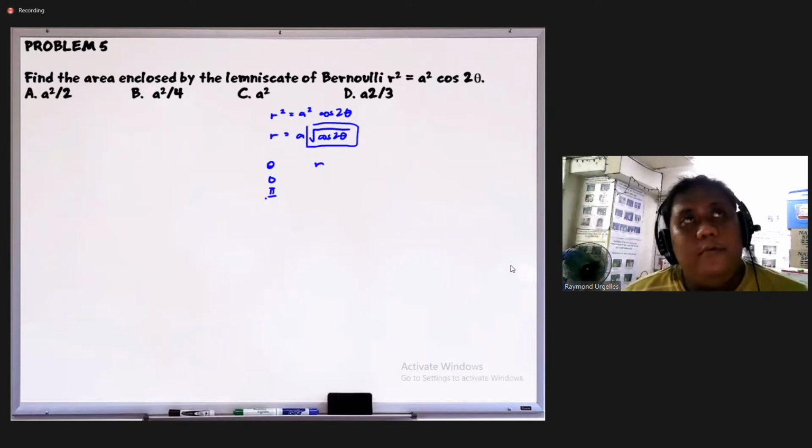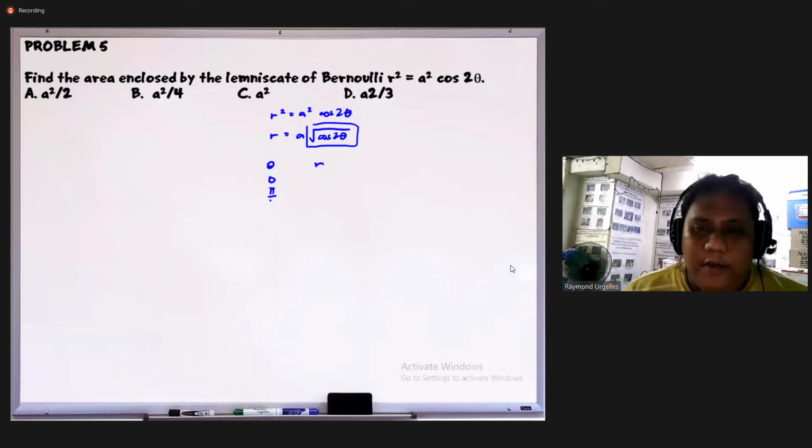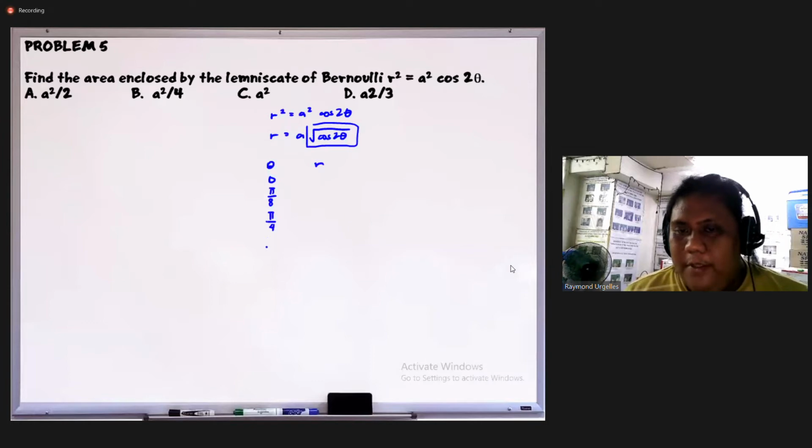Oh, no, there's no value at pi over 4. So let's use pi over 8. Again, pi over 8, then pi over 4, then 3 pi over 8, then pi over 2. Again, only up to 90 degrees.